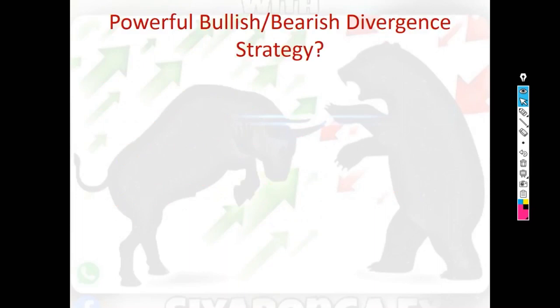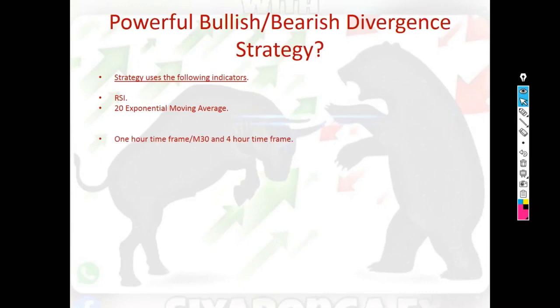Now let's get to the moment that most of you have been patiently waiting for, ever since the beginning of this video, which is this powerful bullish and bearish divergence trading strategy that you can use immediately and apply in conjunction with your current trading strategy. The strategy uses the following indicators: RSI, 20 exponential moving average. The time frames we can use for the strategy are the 1 hour time frame, 30 minutes time frame, or 4 hour time frame.